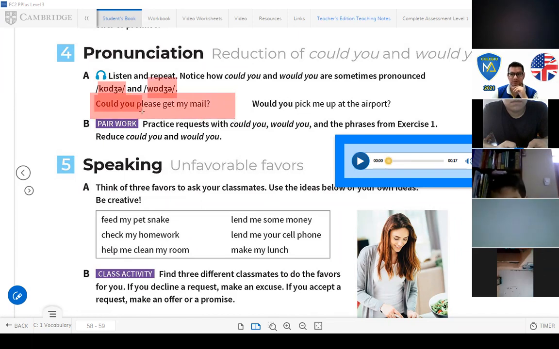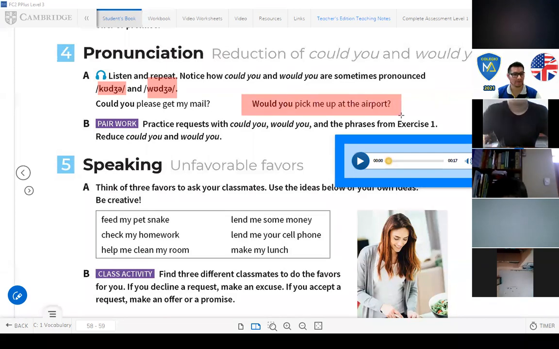No, could you. La forma lenta es decir could you, pero si hablamos rápido, could you please get my mail? No. De aquí, la forma lenta, would you, ¿no? Pero si hablamos rápido, would you pick me at the airport? No. Could you, would you, okay?